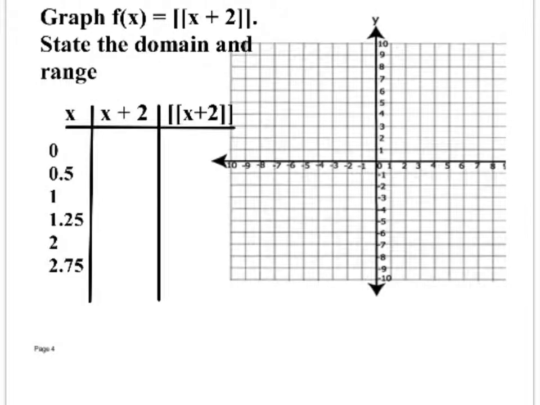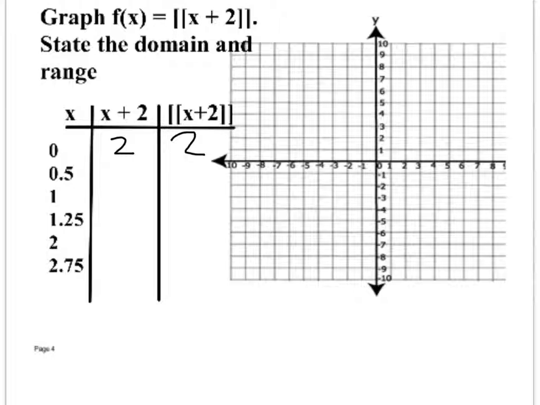I can't see you. So then move. I want you to write this down. This is the greatest integer function of x plus 2. So if my x is 0, what's 0 plus 2? 2. What's the greatest integer of 2? 2.